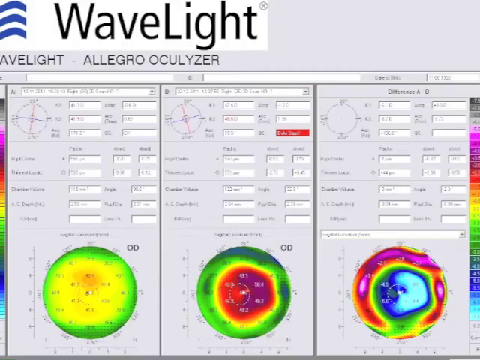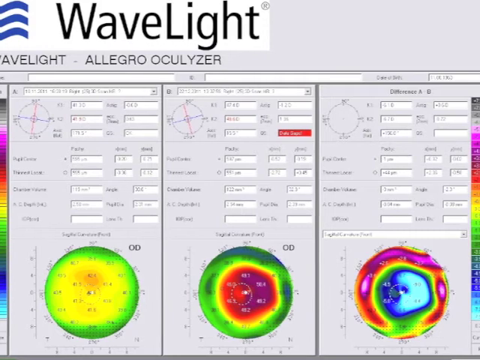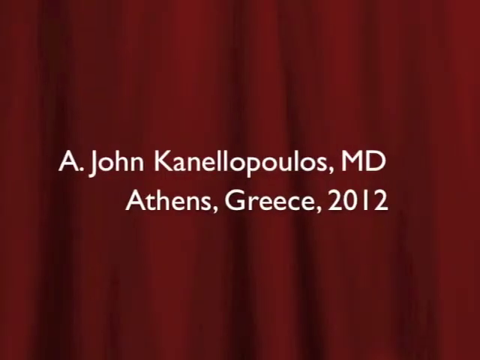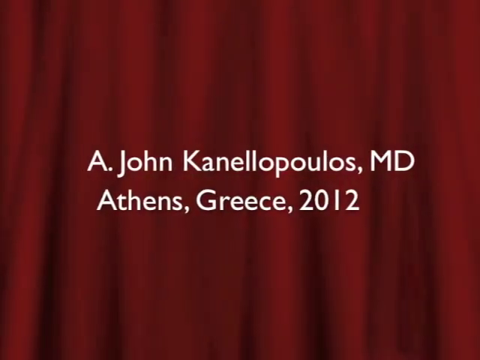Here on OCT several months later, you can see the hyperreflective interface depicting cross-linking. Again, before and after, our current routine in hyperopia: topography guided and prophylactic collagen cross-linking.